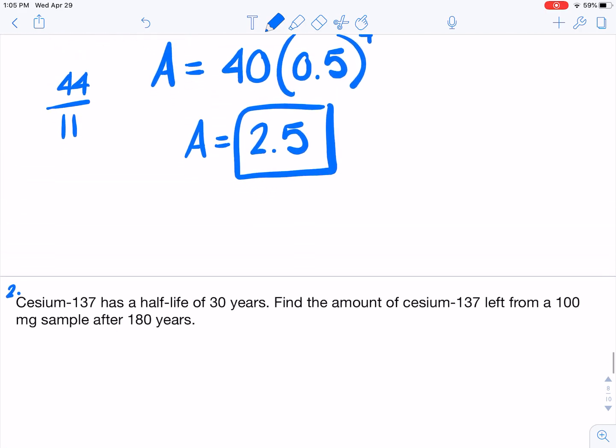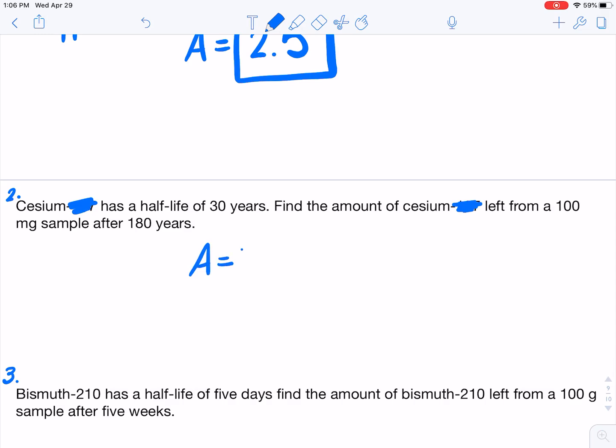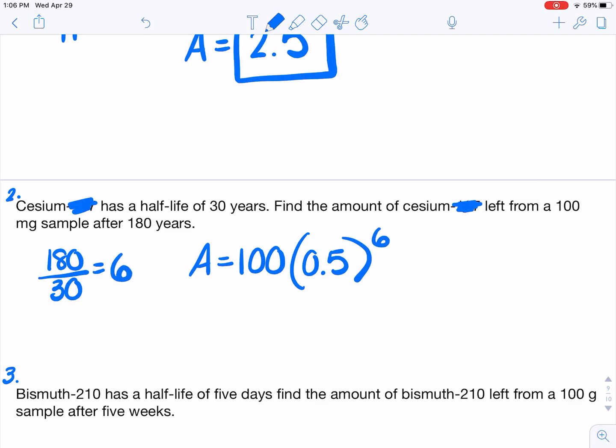All right, next one. I don't even know how to say this one. Cesium-137 has a half-life of 30 years. The original amount of cesium-137, again, the 137 you can just ignore. That's its name. That's completely its name. So don't get confused and use 137. That's just what they named it. So this one has a 100-gram sample. Multiply that by 0.5. Now, 30 years in a 180-year time period. That's going to be 6 times. So I'm going to raise that to a power of 6.